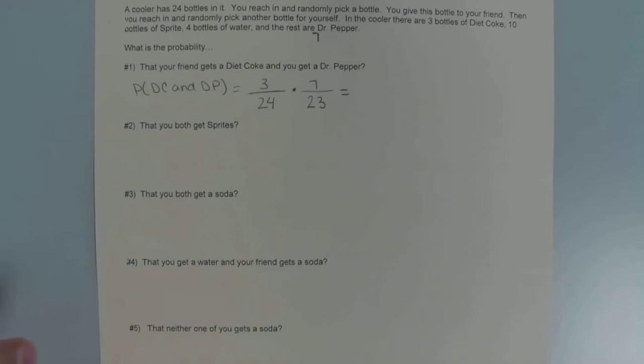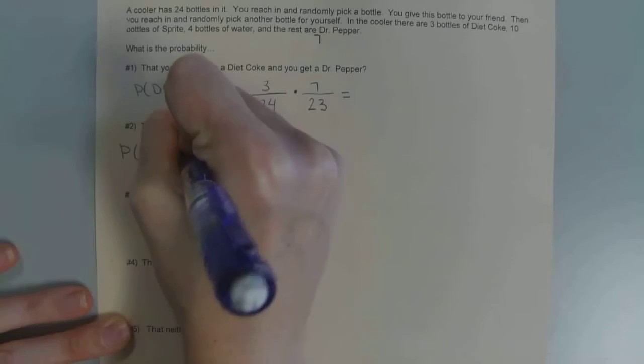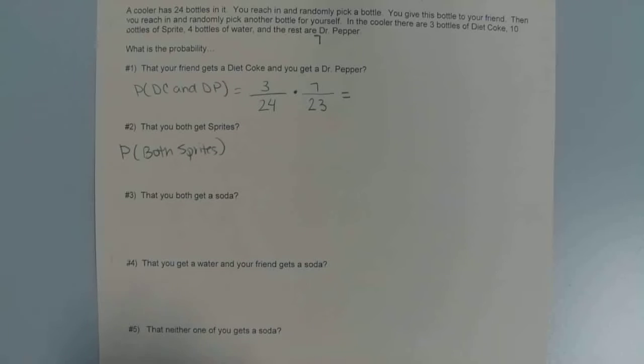Let's do number 2 real quick. And we don't have to do all these, but I kind of like to play around with them. The probability that you both get Sprites. So they'll say that. What's the probability you both get Sprites or all 3 are Sprites? Think of that. Both Sprites means there's 2 probabilities. Or all 3, that means there's 3 probabilities.